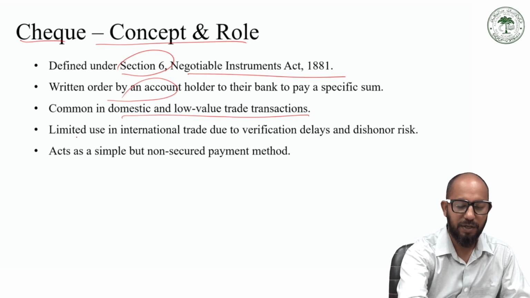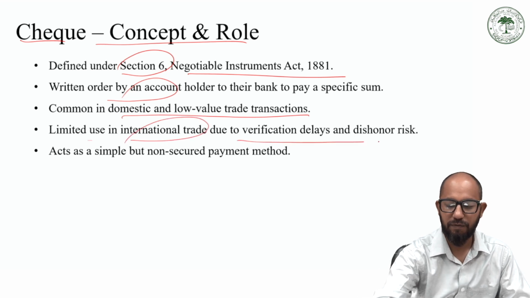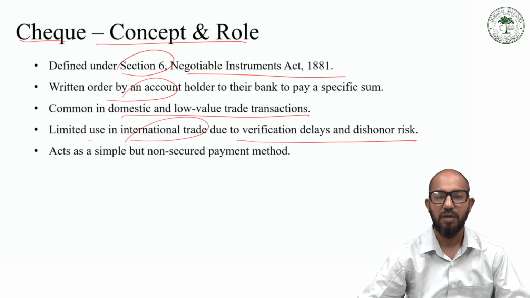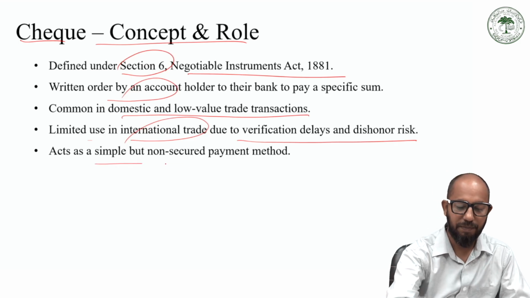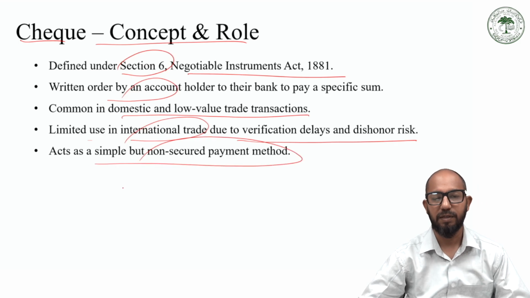It has limited use in international trade due to verification delays and dishonor risk, because there may be bouncing of the check, which is technically known as dishonoring of the check. Because of this, checks are not very much used in international trade, so they are used for limited purposes. Check acts as a simple but non-secured payment method. It is a simple method but not a secured method, and thus checks are used in international trade but not too much.